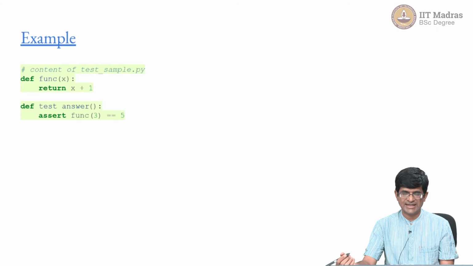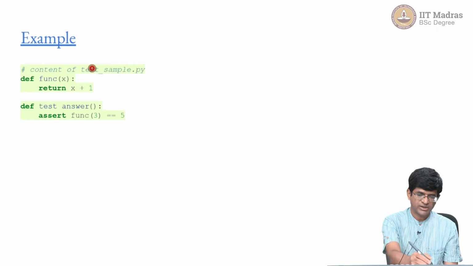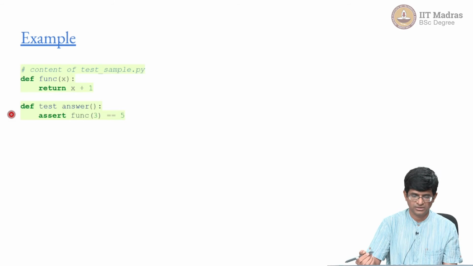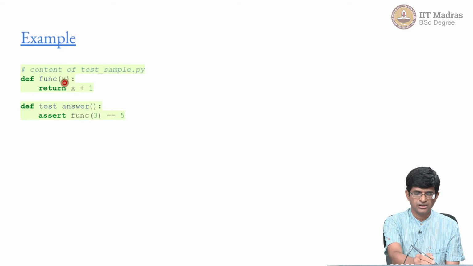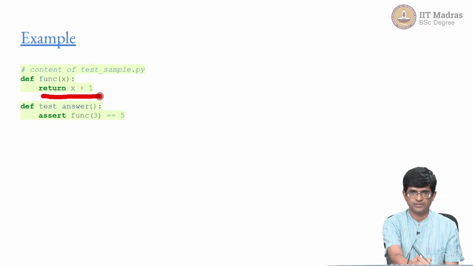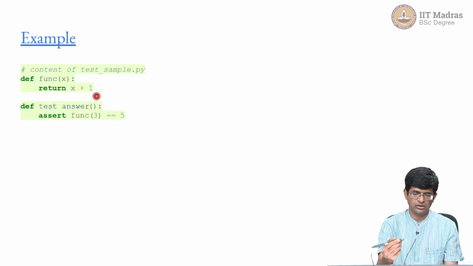So let's look at an example, right? Now assume that I have a file which I'll call test_sample.py, and this is the content of that file. This is just an example from the Pytest website itself. What it does is it defines a function, func of x, which just returns x plus 1. So if I call func of 2, I should get the answer 3. If I call func of 3, I should get the answer 4, and so on.